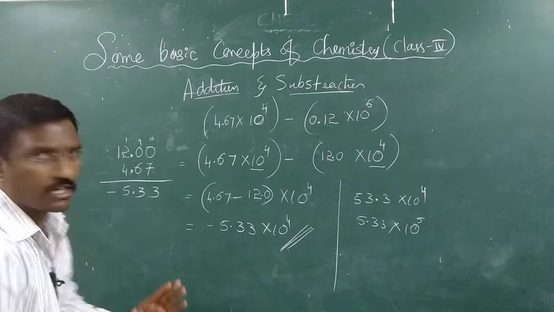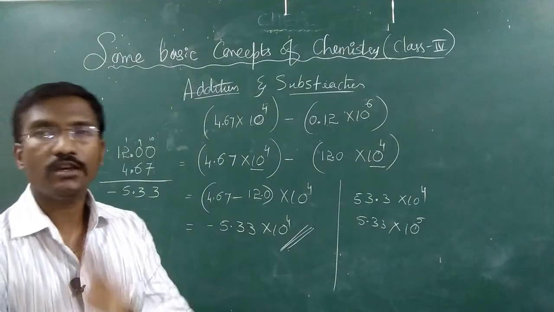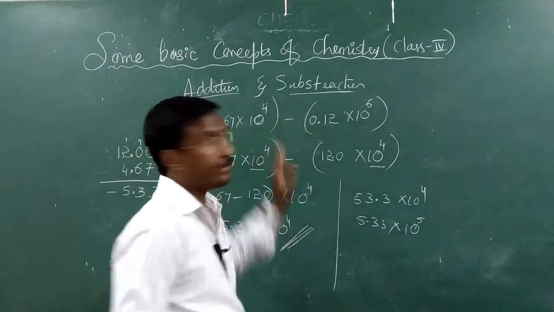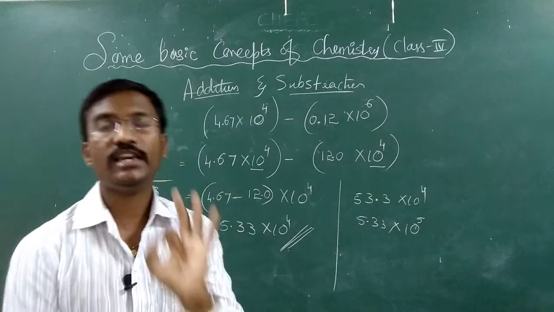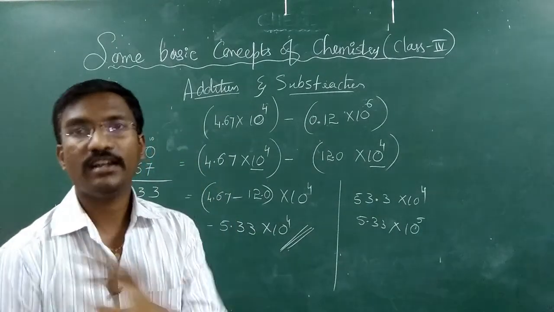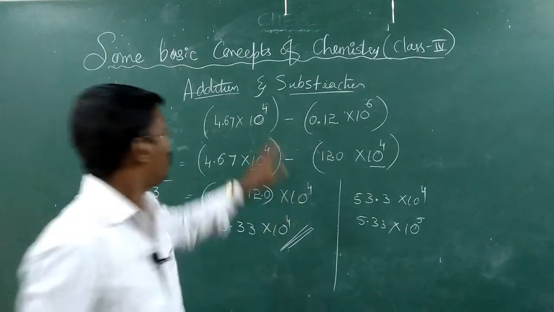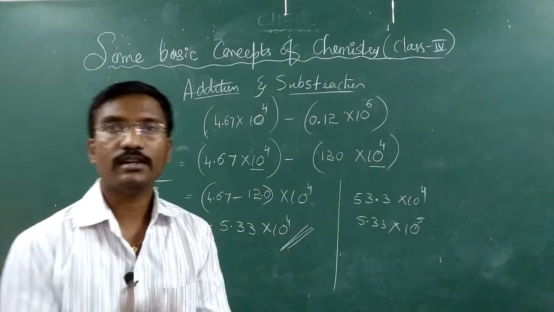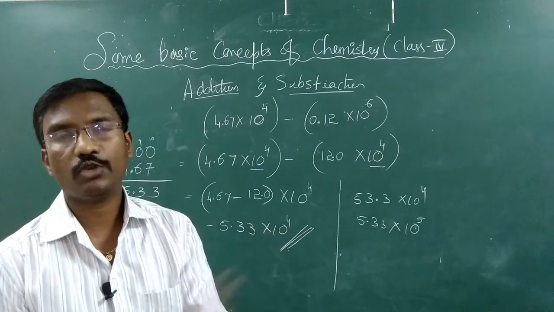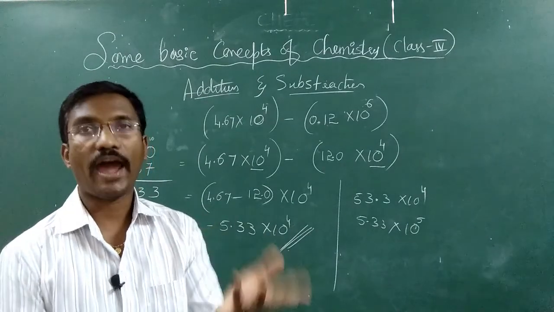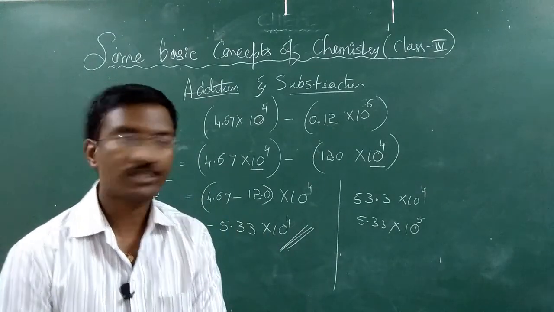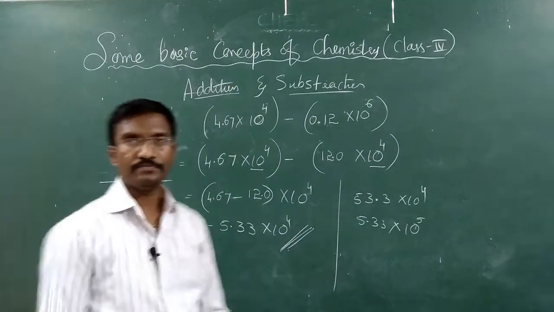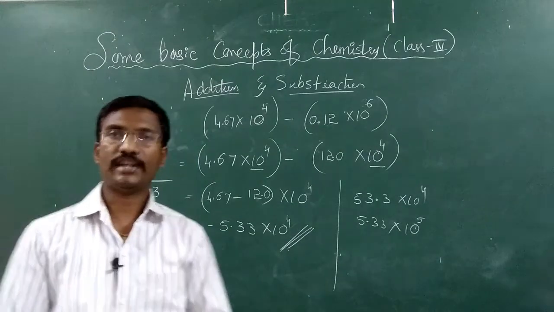The main thing you have to observe here is that while doing the addition and subtraction, the power should be common. Intentionally, I or the examiner never give the same powers. They will never give the same power, and you have to make them the same powers so that you can take the common term to add or subtract. This is the main important point in addition and subtraction. I hope you are understanding this.